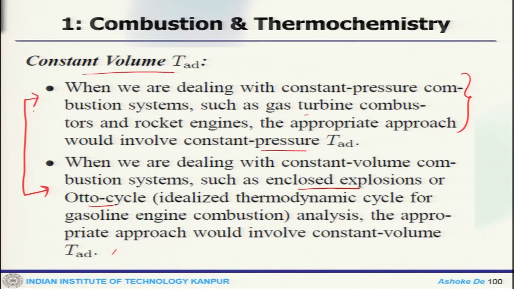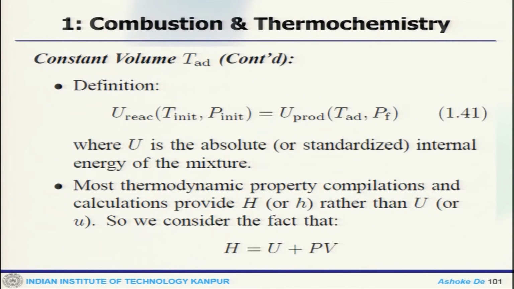One is constant pressure, this is P constant, this is V constant. Now, when you come to the constant volume adiabatic flame temperature calculation, you get U reactant, that is the absolute internal energy. U stands here not for velocity, it is internal energy at initial temperature and pressure. It should equal the product internal energy, the absolute internal energy at adiabatic flame temperature and pressure.